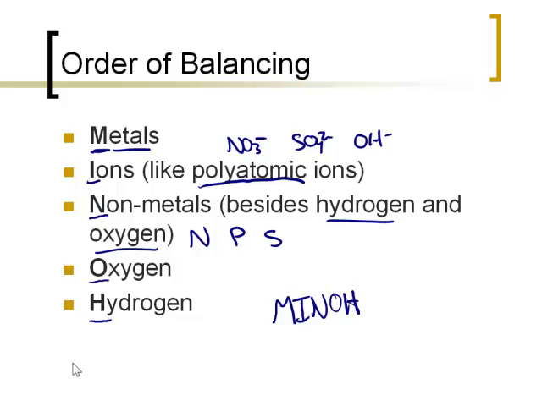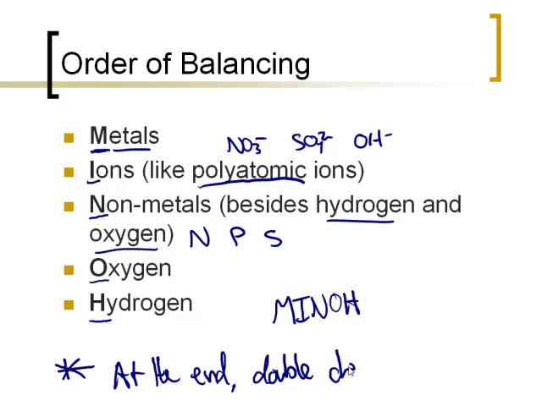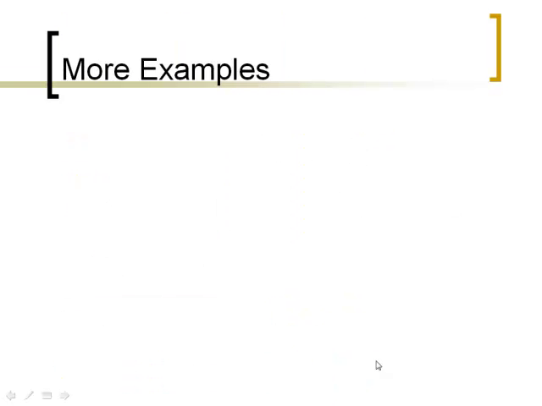Now, the last thing I'm going to tell you is, you want to write this down. At the end, after you're done balancing the equation, double check everything. Because when you change one coefficient, that can change the entire balance. So you want to make sure at the end, when you think you're done, that things actually do even out. So now we're going to do some examples.